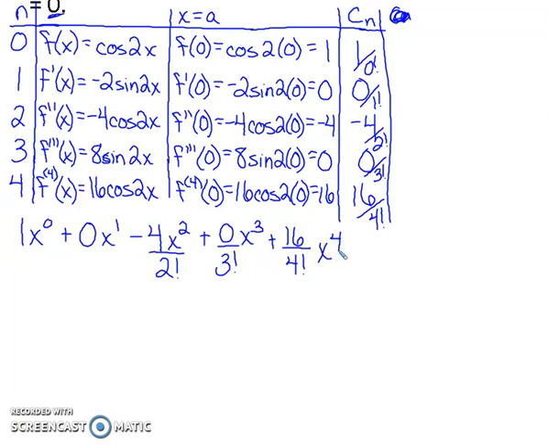You could leave it written like that, but let's be honest, there's some things that we can very easily clean up in there also. Like x to the 0 is just 1, so my first term is just a 1. 0 times anything is 0, so that second term actually goes away.